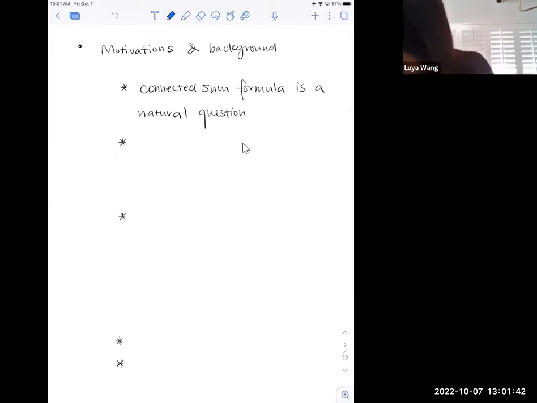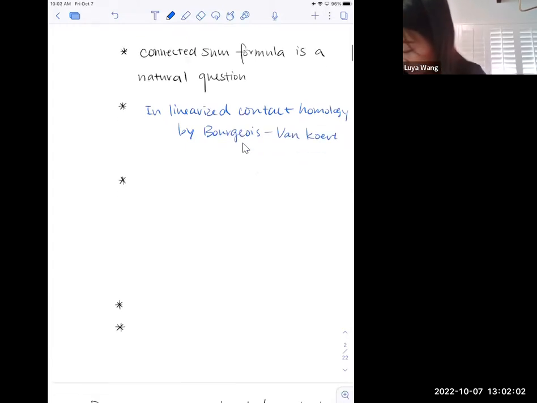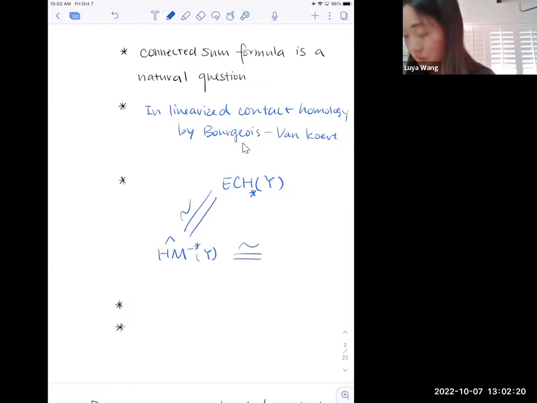In linearized contact homology, this formula has also been studied by Bourgeois and Van Koert. And if you're familiar with any of the three theories that are isomorphic, so ECH is isomorphic to monopole Floer homology, which is isomorphic to Heegaard Floer homology, the plus version.